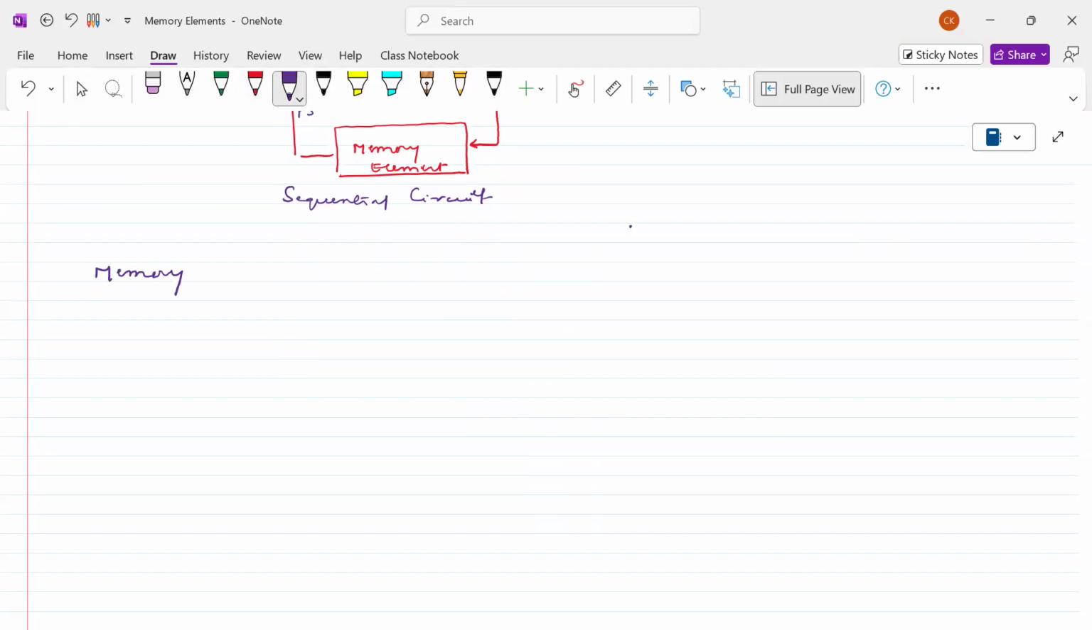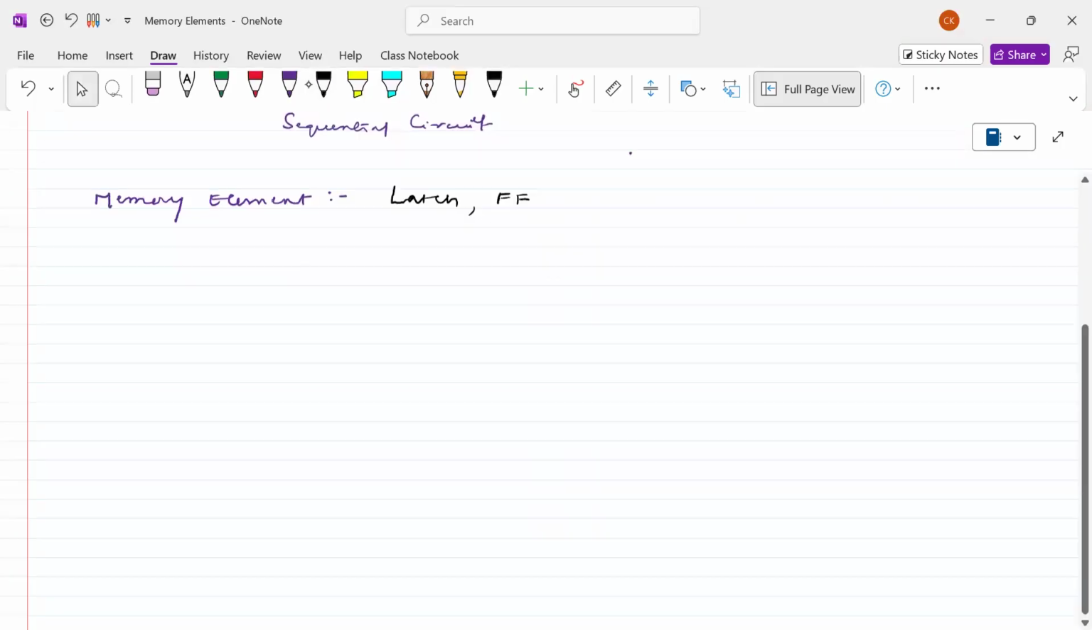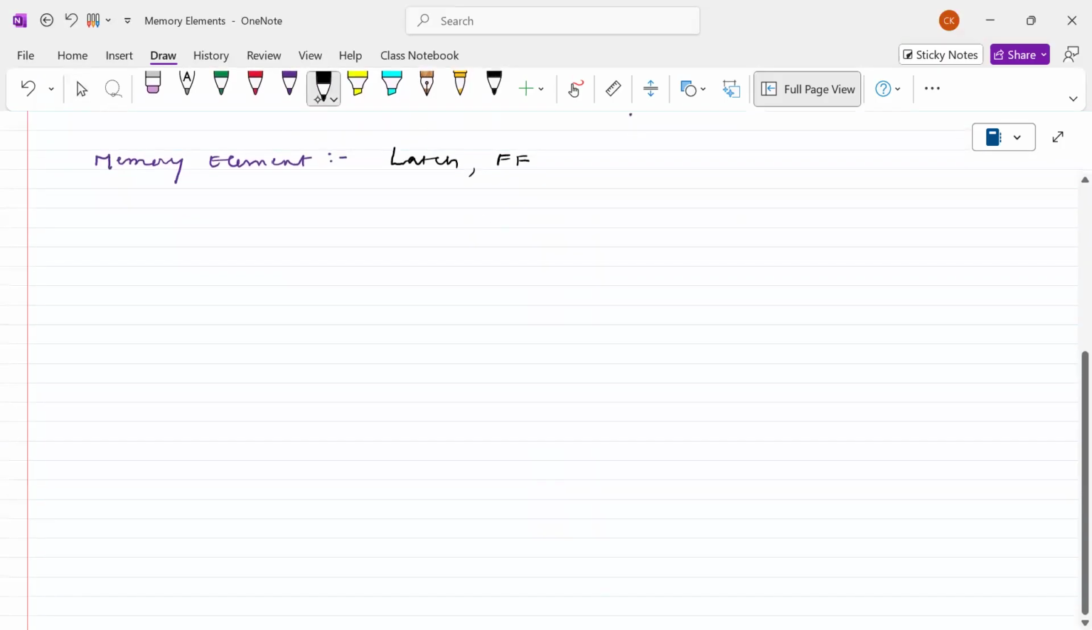What do you mean by memory? It is the ability of the device which can store the data, right? Okay. What are the different types that we have seen? Latch is one memory element, and flip-flop is another memory element, right? Okay. So how do we define a latch? In the last class, we defined the latch. Okay, let me recall that once again. What is a latch?